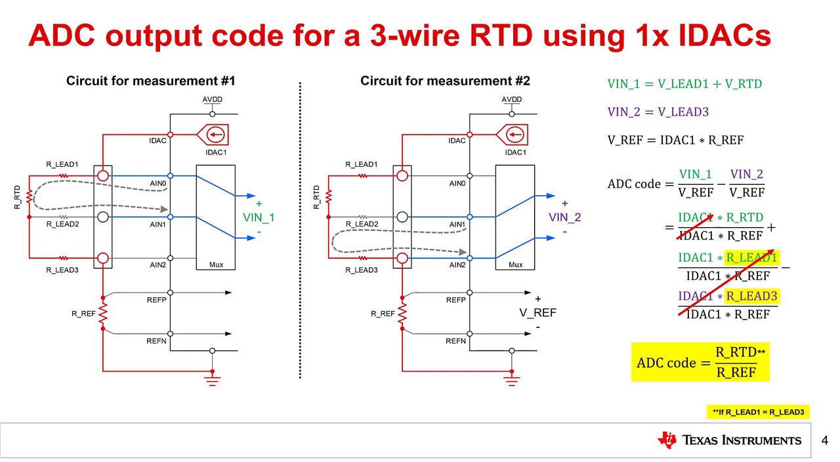It should also be noted that the final ADC code equation does not depend on the absolute value of the IDAC, and is therefore ratiometric. Finally, this same analysis applies to the systems using either a low-side or high-side RREF. The main benefit of this configuration compared to using two IDACs is higher accuracy because there is no IDAC mismatch error. The challenge with this configuration is increased measurement time, though this is typically an acceptable trade-off for higher accuracy systems. Now, let's look at a 3-wire RTD configuration that uses two IDACs.